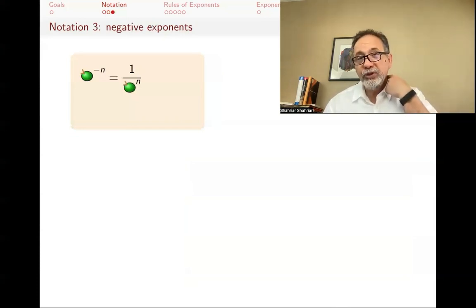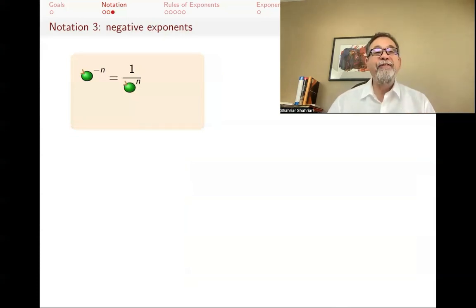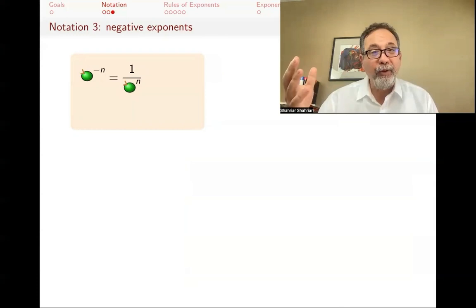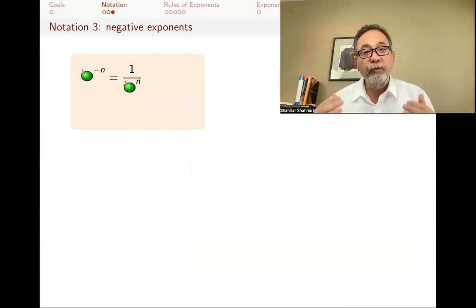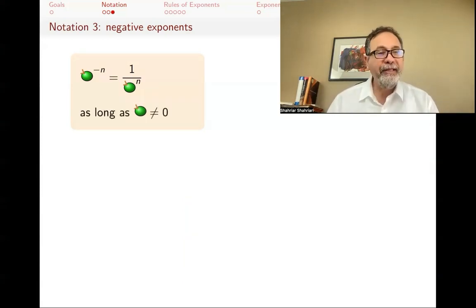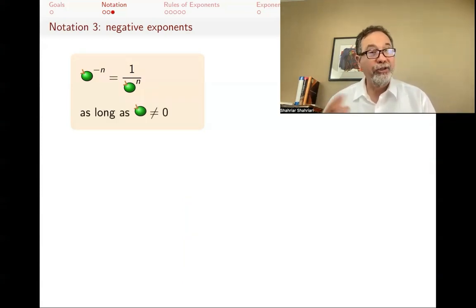This is something that students a lot of times get confused by, but if you have anything to a negative power, then all you do is you write 1 over that same thing, but to the positive power. So apple to the minus n does not mean minus something. It's not a negative number. It's 1 over apple to the n. This is as long as apple is not 0, because if apple is 0, then you're dividing by 0, and that's a no-no. You can't divide by 0.